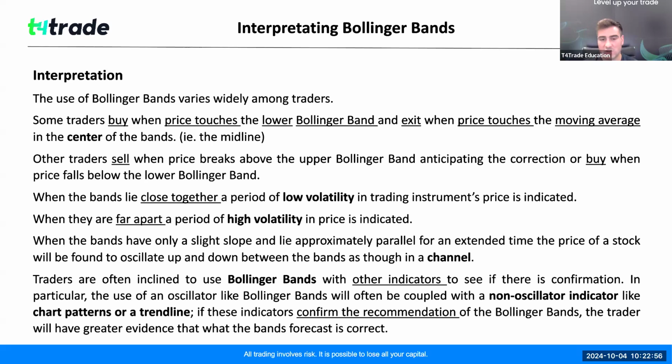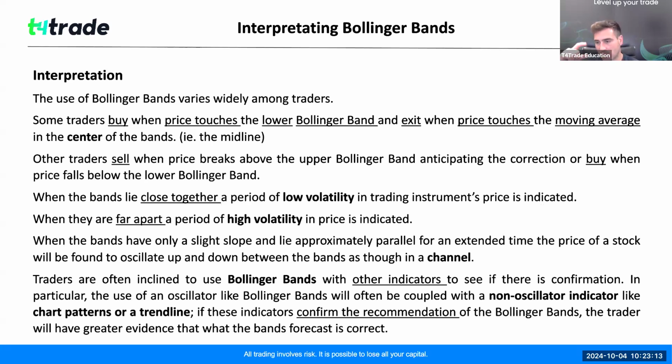We're going to do the strategy together in a few minutes. Something else to remember is that when the bands lie close together, a period of low volatility in the trading instrument's price is indicated. That means low volatility, consolidation, no price action, nothing volatile.